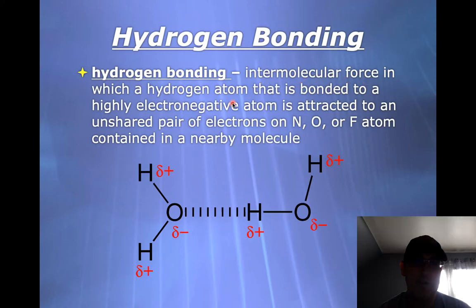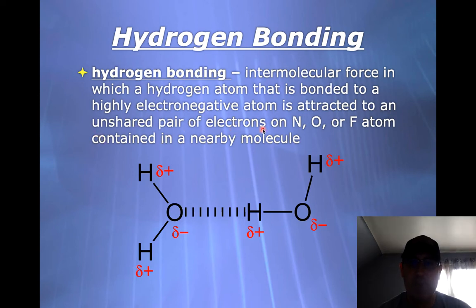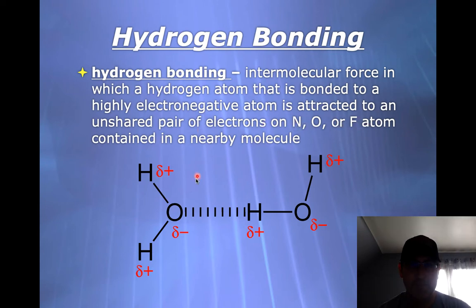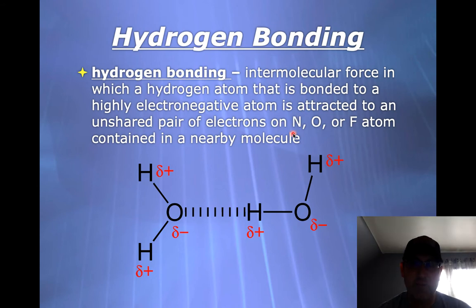As you can see up here, it is the intermolecular force in which a hydrogen atom that is bonded to a highly electronegative atom, like this hydrogen that's bonded to oxygen, which is very highly electronegative, is attracted to an unshared pair of electrons on an N, O, or F, nitrogen, oxygen, or fluorine atom on a nearby molecule. These 3 elements got pulled out as separate because the experimental data showed that with these 3, this bond was so much stronger than just a normal dipole-dipole force. So that's where hydrogen bonding got its name.